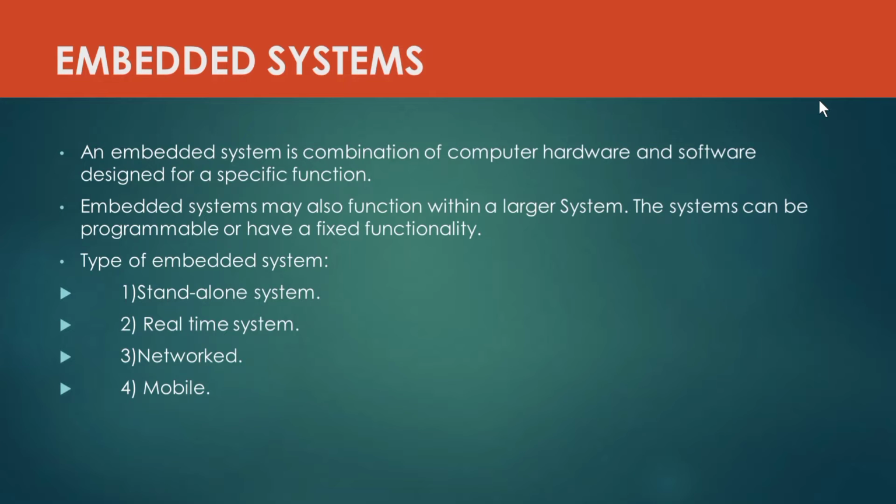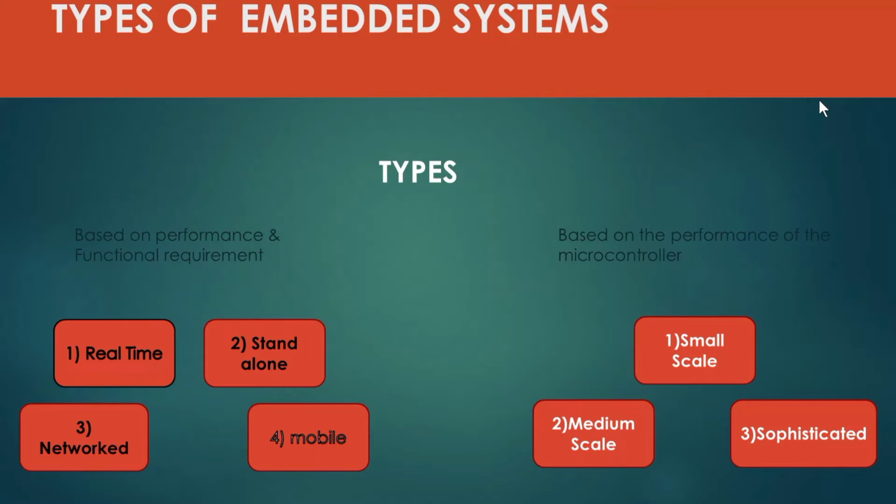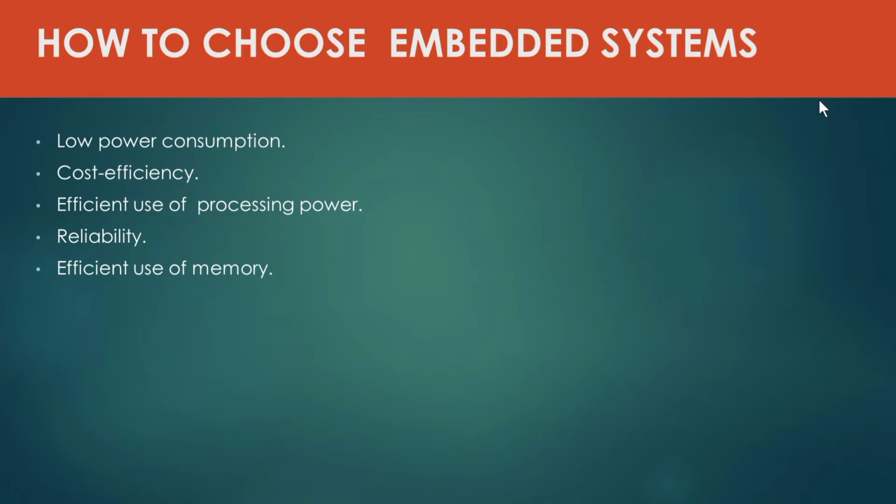Embedded system. Embedded system is the combination of hardware and software. Based on performance and functional requirement, embedded systems are classified into standalone system, real-time system, networked and mobile system. Based on performance of microcontroller, embedded systems are classified into small scale, medium scale and sophisticated. Embedded systems can be chosen according to low power consumption, efficiency, cost, processing power and memory.